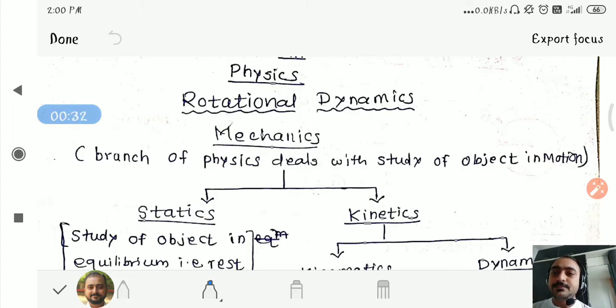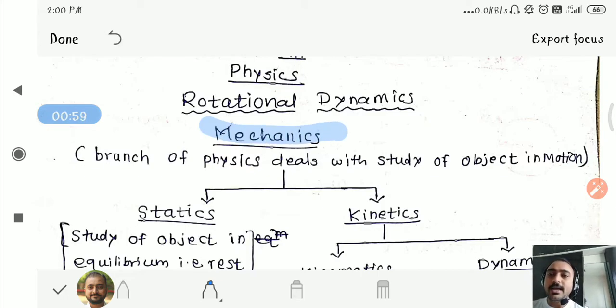So we have to first understand the word dynamics. This word dynamics can be explained by using simple definitions which we already studied in standard 11th. So what is dynamics? For that we have to study some definitions. The first definition that I am going to explain is mechanics.